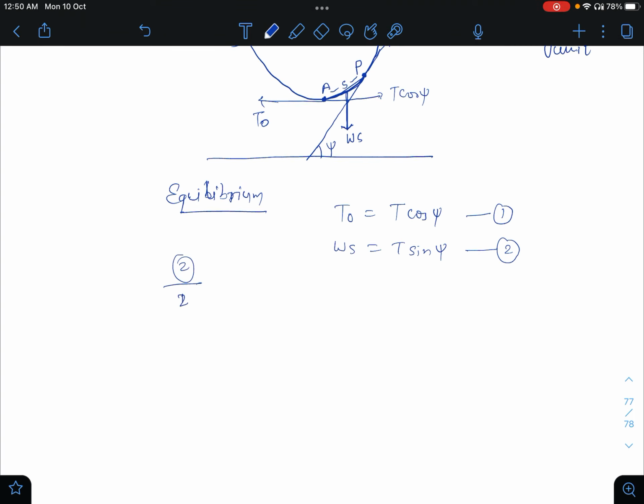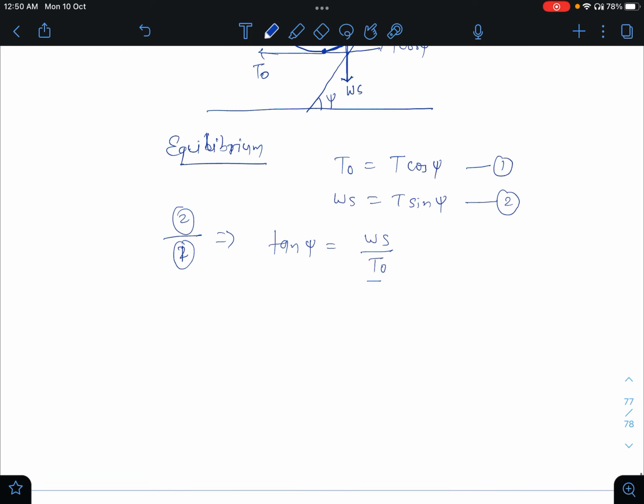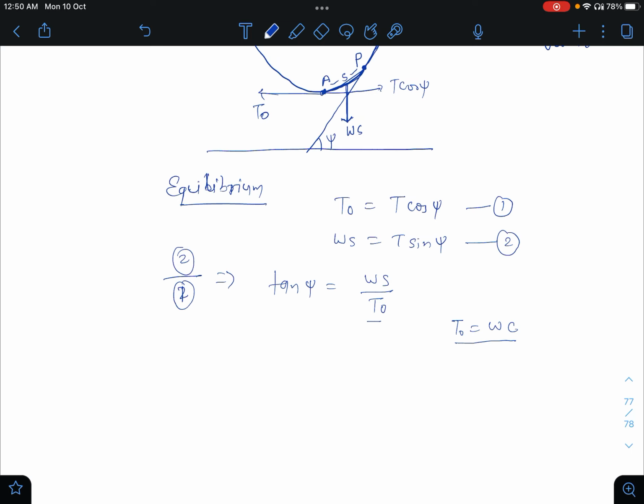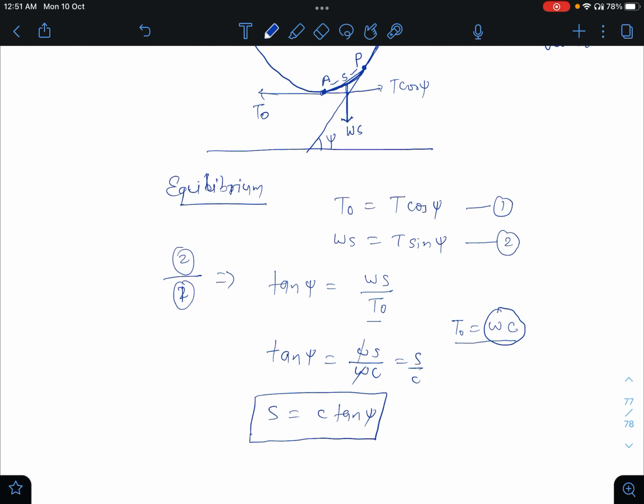If we divide 2 by 1, then we get tan psi is equal to wS upon T0. Now we need to make one more assumption, that T0 is equal to wc. That is, the tension at the lowest point A is equal to the weight of c length of this chain. Then tan psi becomes wS upon wc. So w is cancelled. This is equal to S upon c. So S is equal to c tan psi. This is the intrinsic equation of a common catenary.